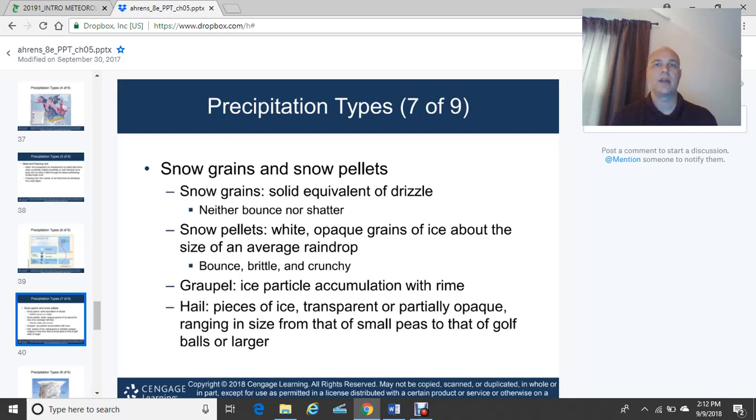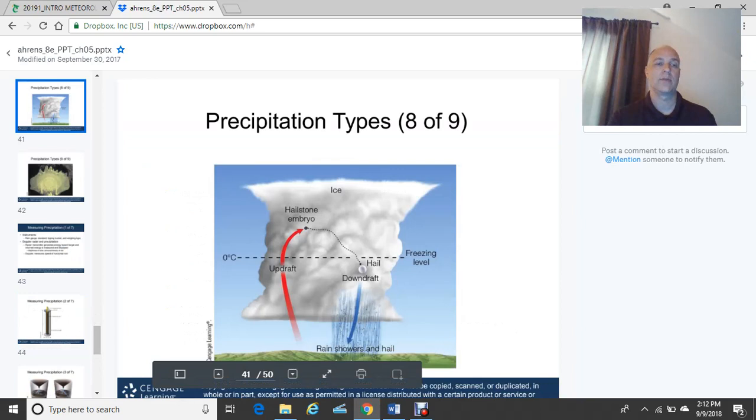And then hail. Hail is typically a warm summertime event because of the updrafts and downdrafts associated with thunderstorms. Hail are pieces of ice, transparent or partially opaque, ranging in size from that of small peas to that of a golf ball or larger. So when we hear reports of hail, we usually talk about nickel-sized, dime-sized, pea-sized, golf ball-sized. Sometimes softball-sized hail is extremely damaging. But hail is associated with the warm season thunderstorms.